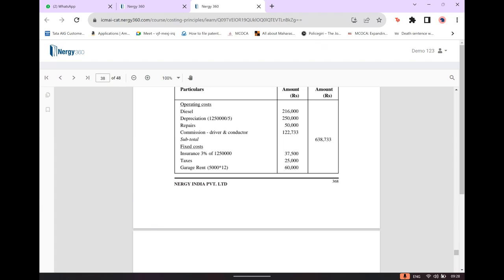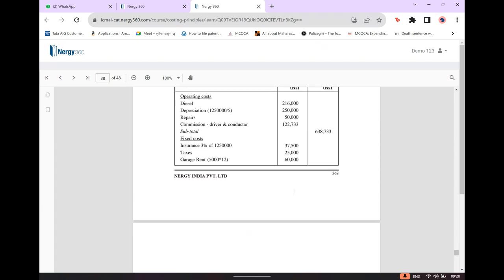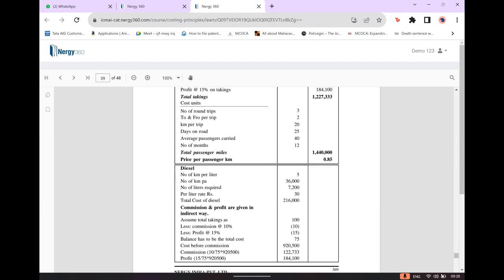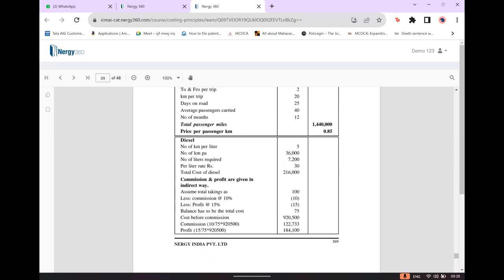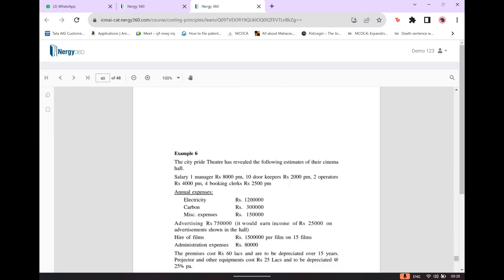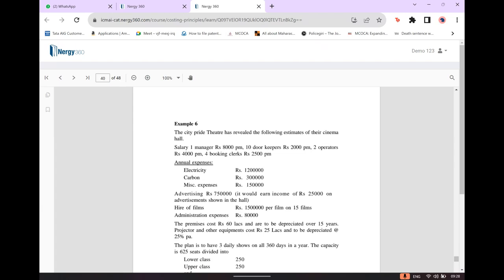So once you take the commission, you add the commission to it, and then you will arrive at the total cost, and you will add the profit. Divided by the total passenger kilometer, it will give you the price per passenger kilometer. So refer to the detailed solution which I have worked out in the earlier classes.